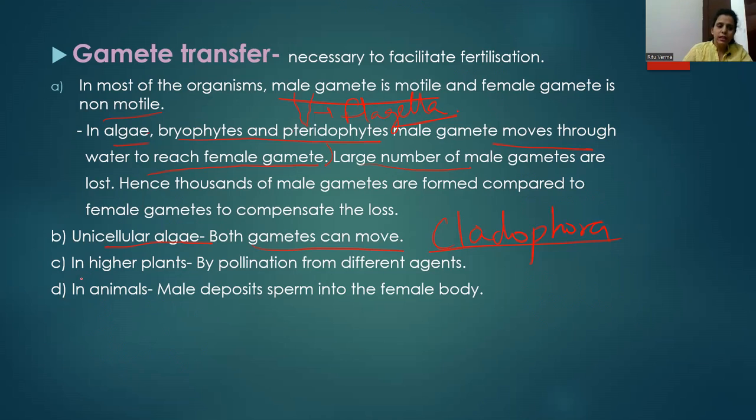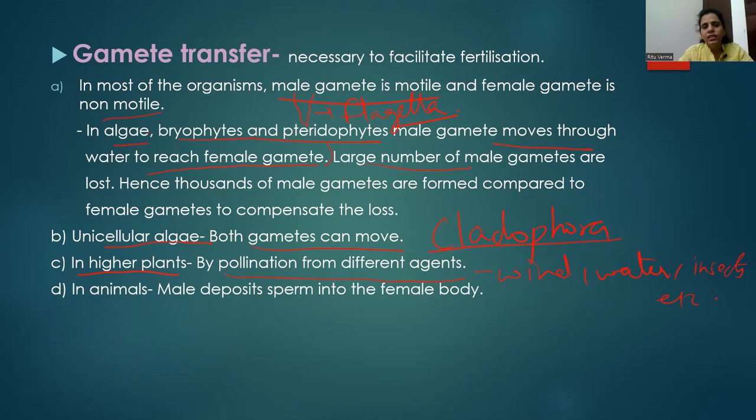When we talk about higher plants like all flowering plants, your rose, hibiscus, lotus, etc., in them pollination occurs by different agents. Pollination is the process of transfer of pollen grains from one flower to another by different agents, and these agents could be wind, water, insects, etc. Sometimes animals also help in the process of pollination.